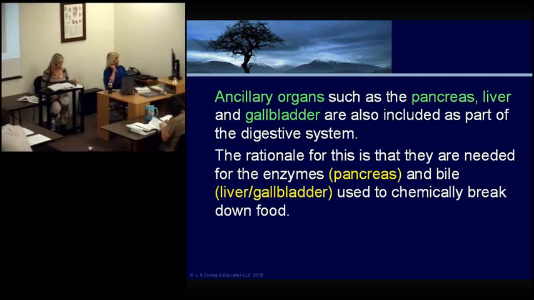Okay, so the ancillary organs, such as the pancreas, liver, and gallbladder, are also included as part of the digestive system. The rationale for this is that they are needed for the enzymes from the pancreas and bile from the liver and gallbladder that are used to chemically break down food.